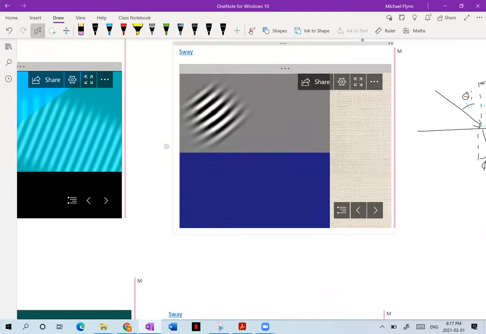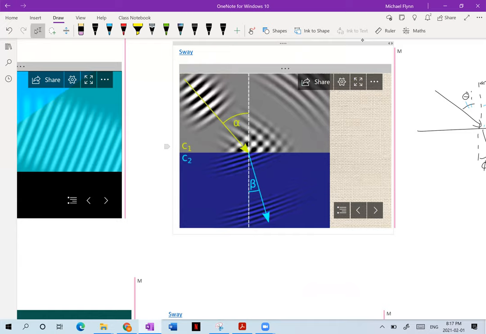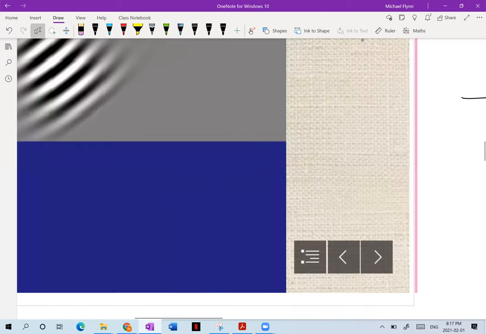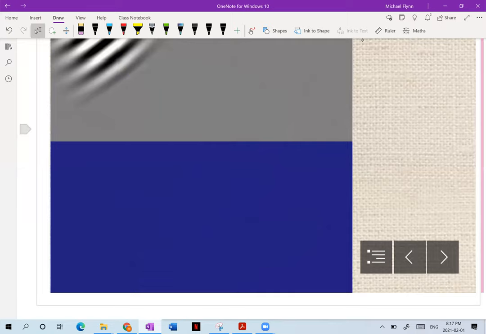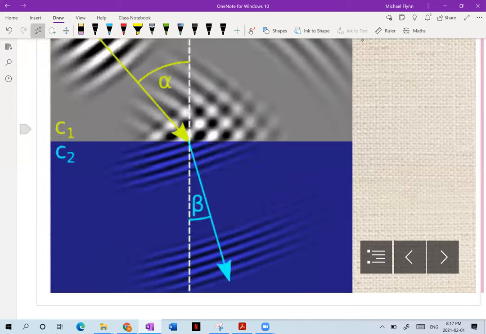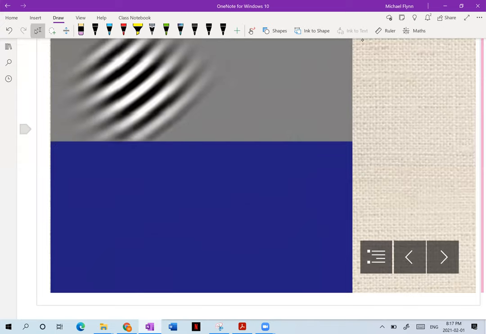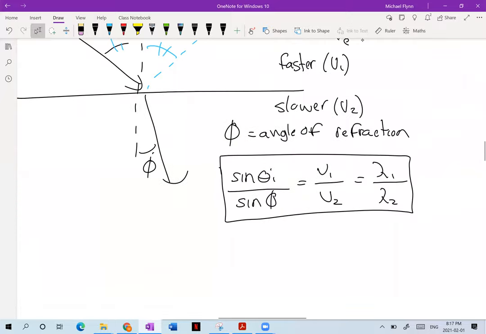Okay, this is how it works with water waves. So here we see the waves bouncing off as we did before. But down here at the bottom, you'll see the waves go through. So here they change direction, they bend, okay? And they bend actually towards the normal when they slow down. Okay, so this phenomenon is called refraction. In grade 10, you will learn about this.